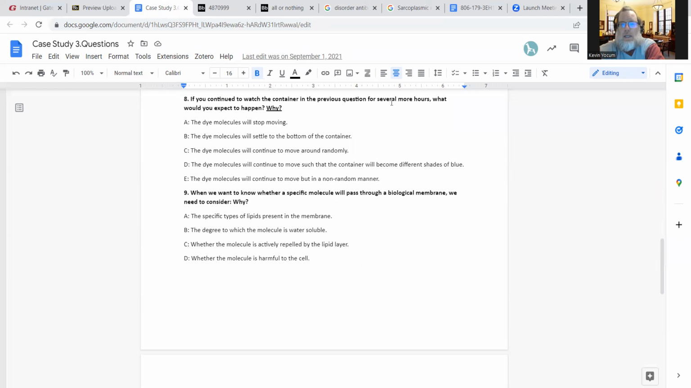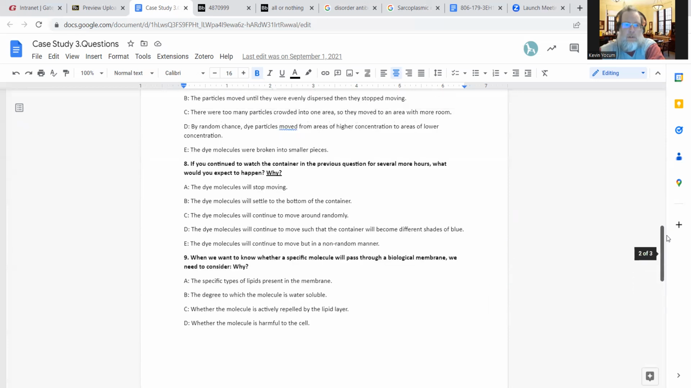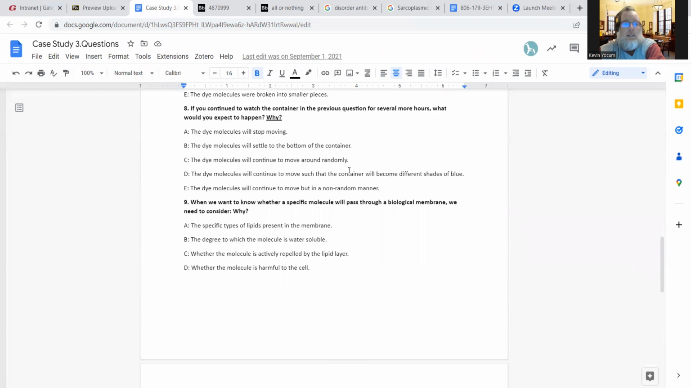Now, if we continue watching that container for several more hours, what do we expect to maybe happen? So let's see. Dye molecules stop moving. Nope. Dye molecules settle to the bottom of the container. And maybe over a long period of time, that may happen. Dye molecules will continue to move around randomly. Hey, wait a minute. That sounds a lot like what we answered right before, by random chance. So that sounds pretty good so far.